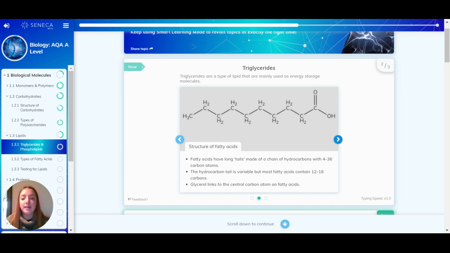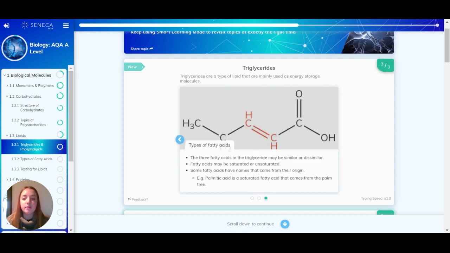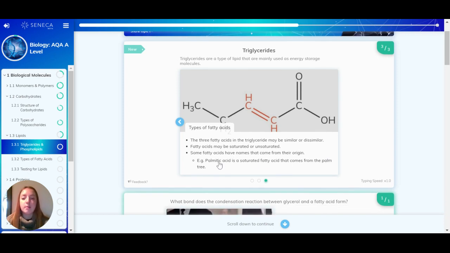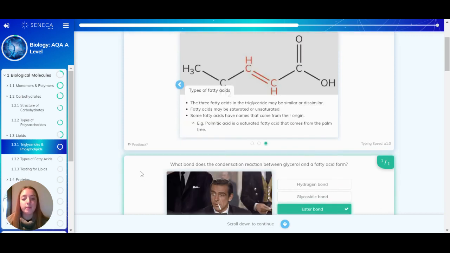Fatty acids have long tails made of a chain of hydrocarbons with about 4 to 36 carbon atoms. The hydrocarbon tail is variable, but most fatty acids contain 12 to 18 carbons. Glycerol links to the central carbon atom on fatty acids. The 3 fatty acids in the triglyceride may be similar or dissimilar. Fatty acids may be saturated or unsaturated, and some fatty acids have names that come from their origin. For example, palmitic acid is a saturated fatty acid that comes from the palm tree.